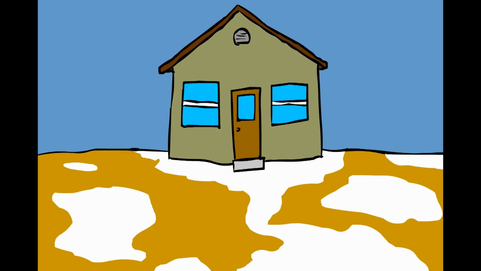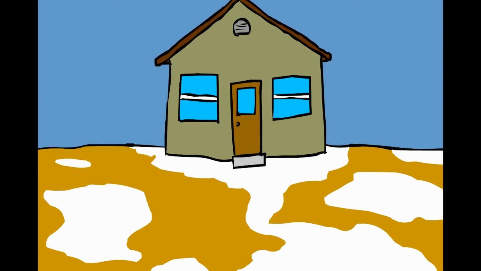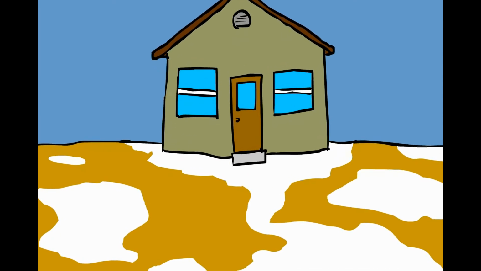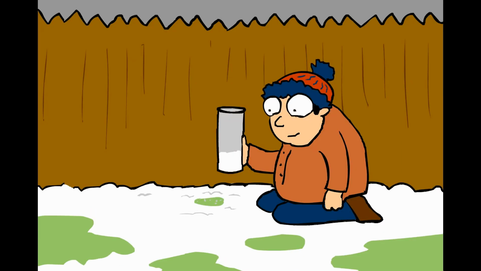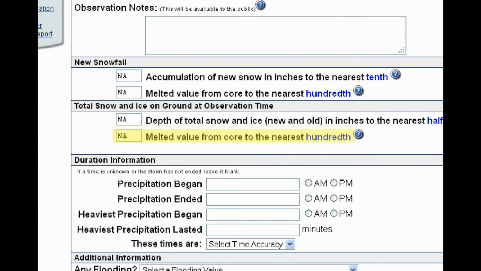Going back to the situation where half the ground is bare and half has 2 inches, thus averaging to 1 inch of snow depth, find a spot in the yard that equals 1 inch and collect a core sample from that location. Melt and measure, and you are ready to report on the line provided.